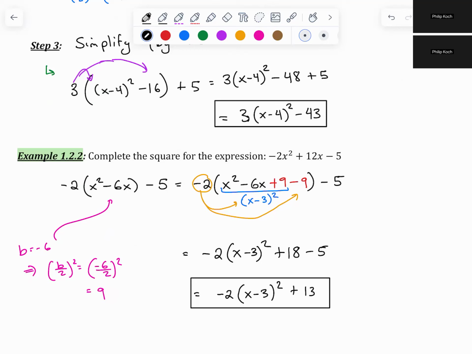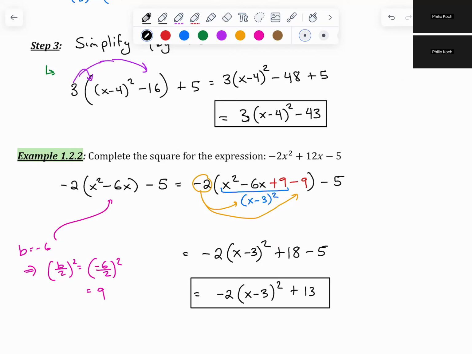So factoring out -2, remember when you factor out a negative, it changes the sign of everything on the inside. So that -2x squared becomes a positive x squared. That plus 12x now becomes a minus 6x. And half of -6 is -3. Squared, it's positive 9. Add 9, subtract 9. So that's where I get the perfect square trinomial x minus 3 squared.